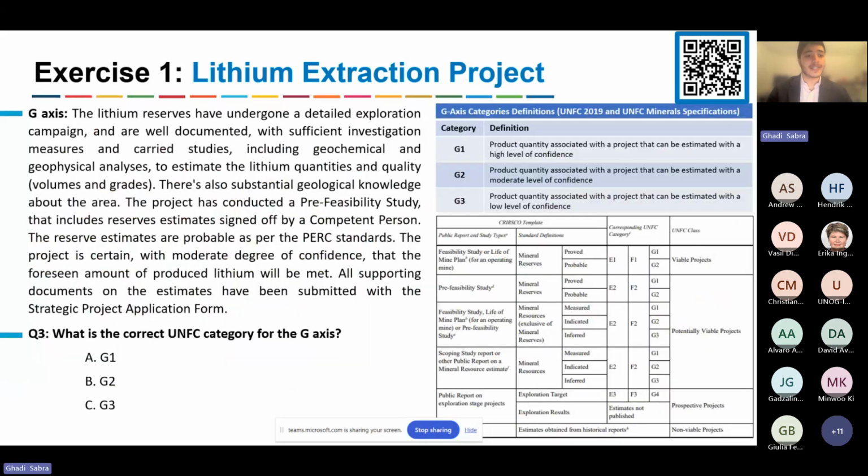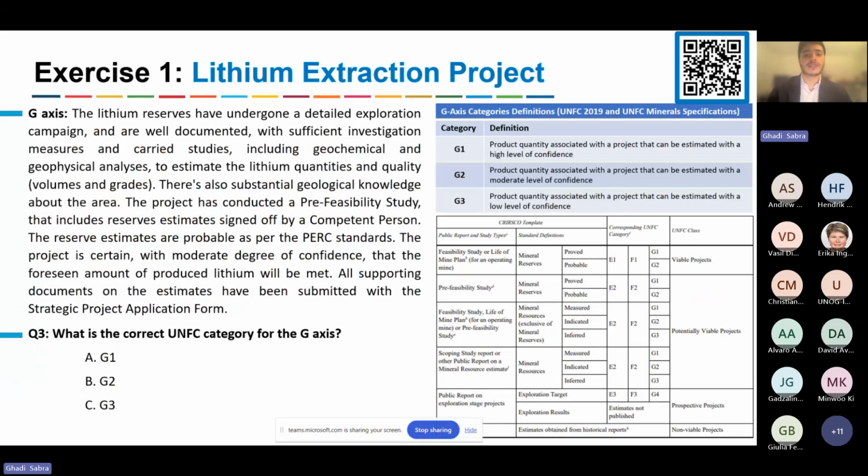Now for the G-axis, and this is an exercise on the translation mechanism or the bridging document that Hendrik presented earlier in his intervention. So the G-axis: the lithium reserves have undergone a detailed exploration campaign and are well documented with sufficient investigation measures and carried studies, including geochemical and geophysical analysis, to estimate the lithium quantities and qualities, volumes and grades, between brackets. There's also substantial geological knowledge about the area.